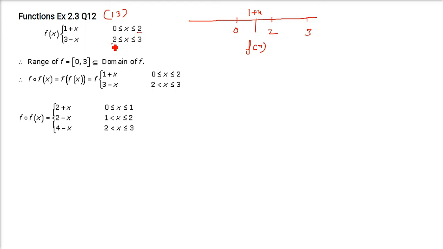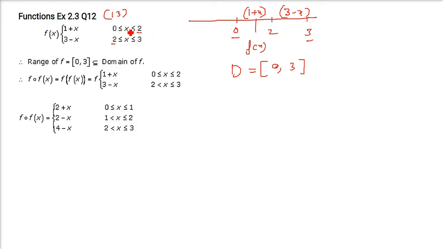Here I'll tell you what we have to do. Between 0 and 2, fx is 1 plus x. Between 2 and 3, it is 3 minus x. What is the domain they have given? They have given the domain as 0 to 3, because there is no value below 0 and no value above 3. So the domain is simply 0 to 3, and 0 and 3 both are inclusive.